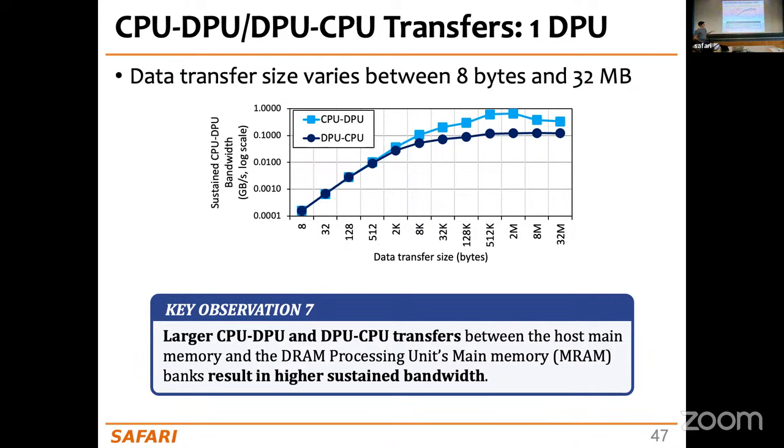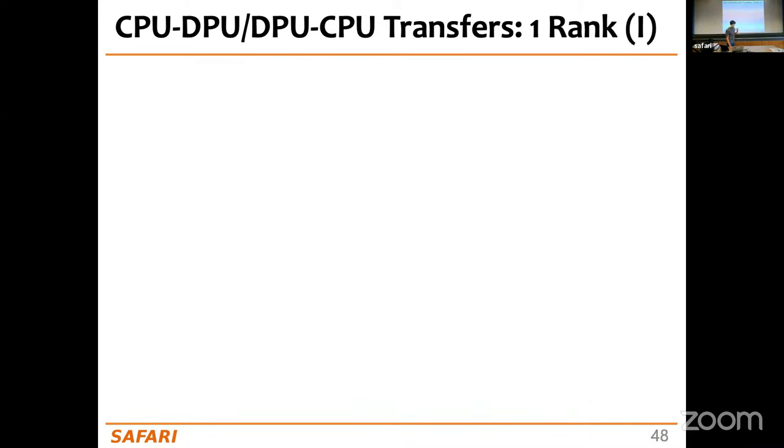One first observation is that for larger transfers, we obtain higher sustained bandwidth. These are experiments on a single DPU where we transfer buffers of different sizes in both directions, from 8 bytes to 32 megabytes. And we see that larger transfers provide higher sustained bandwidth, and at some point the bandwidth saturates. That's for one single DPU.